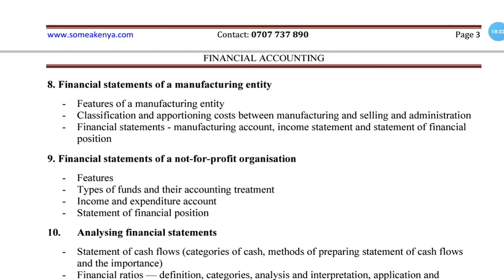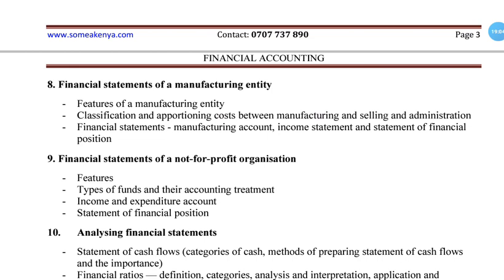So the other area, we shall have the features of manufacturing entity, classification and apportioning the cost between manufacturing and selling and administration. So financial statement, manufacturing account, income statement and the statement of financial position. Remember, statement of financial position is what we used to refer to as the balance sheet. It's what we mean now by the statement of financial position.